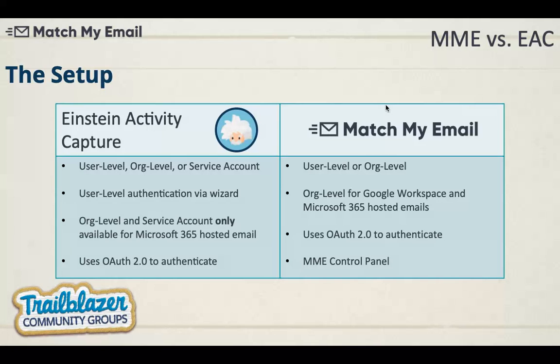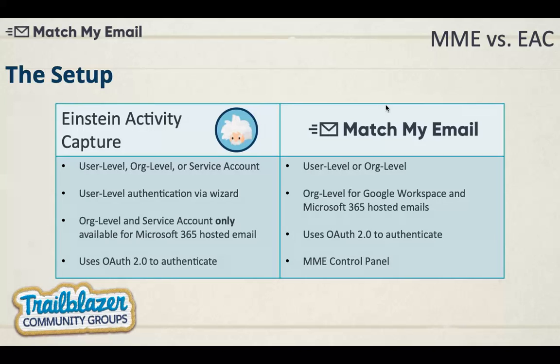From the org level, Salesforce Einstein Activity Capture only integrates with 365 hosted email, and I would assume that it's similar to how we do it, integrating using OAuth 2.0 and kind of centrally administering Einstein, probably by the global admin of your 365 domain or the Salesforce admin.